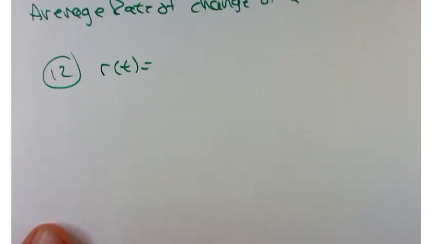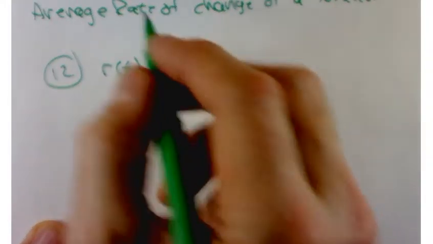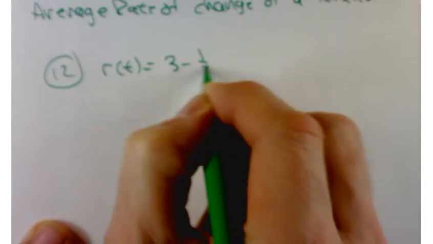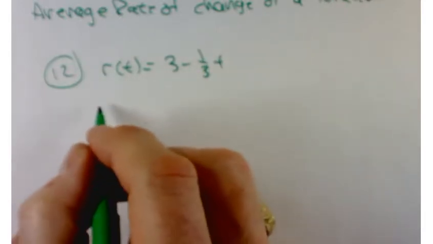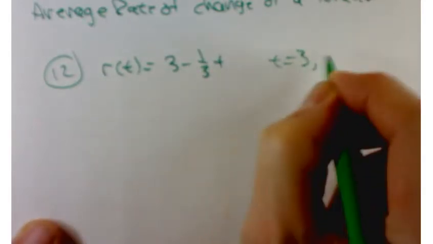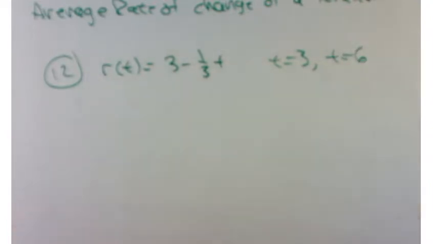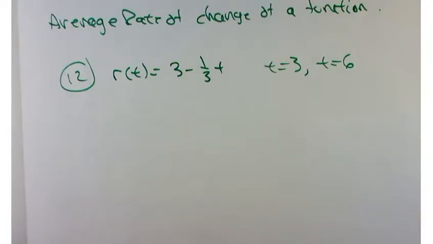So let me go back here. Problem 12. They call it R of t. Let's zoom out a little bit. There we go. R of t is 3 minus 1/3 t. And I want the average rate of change between t equals 3 and t equals 6. Now, when I programmed it into Desmos, I used x's and y's instead of t's and r's, but it amounts to the same thing.